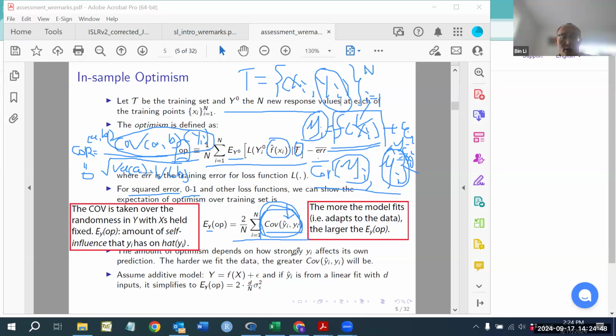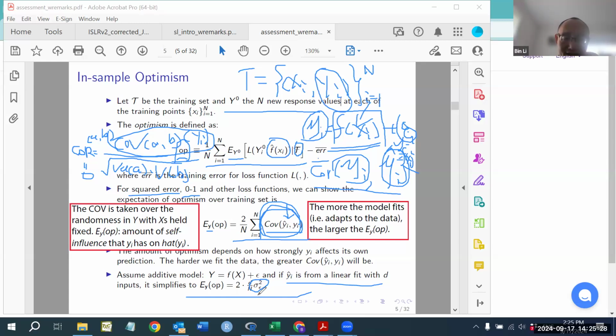Okay, so we can also show that if the model is additive and the model is a linear fit model, the expected value for the optimism is this one. So what is d? d is the number of variables, and n is the sample size. Sigma epsilon squared is the variance of the random errors. Okay, and we can show this.